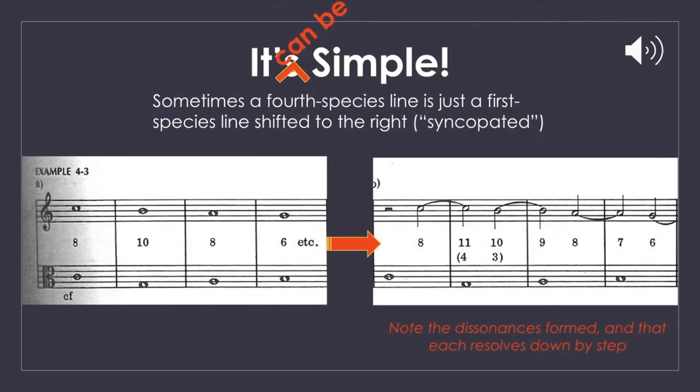Now, if you look at the intervals, on the left you have 8, 10, 8, 6. On the right you have 8, 11, 10, 9, 8, 7, 6. So you still have 8, 10, 8, 6, but you have a new interval on the downbeat of the bars. And that new interval, in that case, is an 11th. An 11th is a compound fourth, and that's a dissonance, so it has to resolve down. It does. The 9th is a compound second, a dissonance, it has to resolve down. And the 7th is a dissonance, it has to resolve down, and it does. So fourth species can be as simple as just taking a first species line and shifting it over.